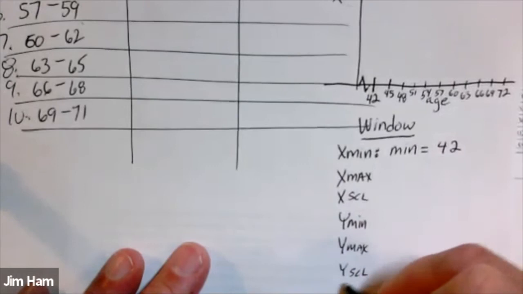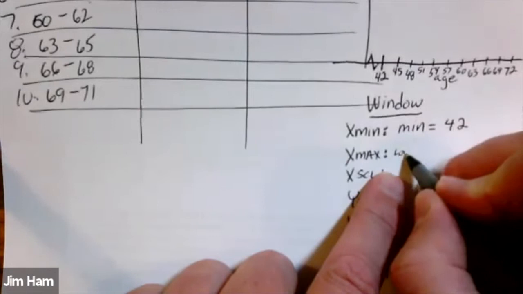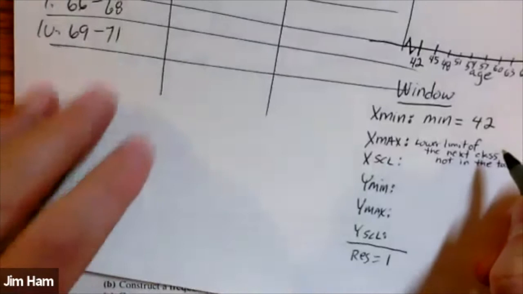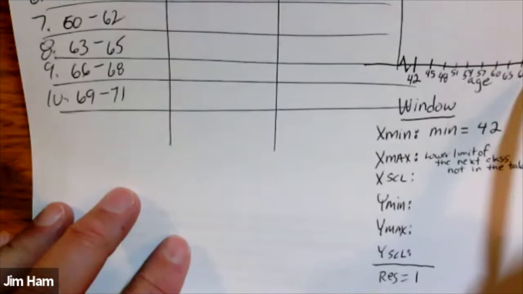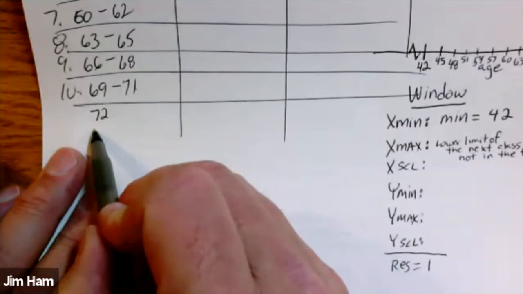And I think there might be something down here about resolution. You can just leave that to be one. The max would be the lower limit of the next class. And I'm just going to say not in the table. By that, I mean we basically have to go from 42 to 72, jumping by threes. Now, 72 is not in our table, but it would be the lower limit of the next class that's not in our table. That's what I mean.